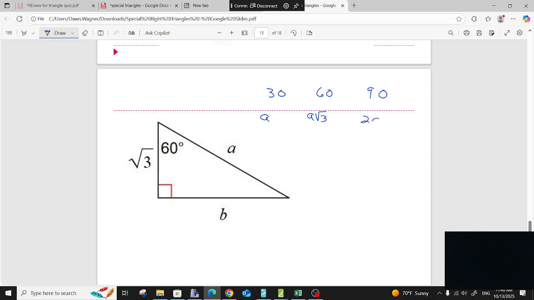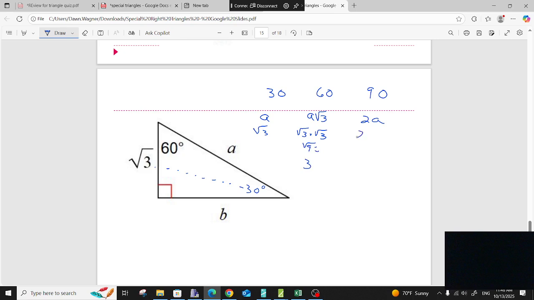And 2A. And across from the 30 now is what? Square root 3. Well, that makes it easy because now I'm just substituting in. I don't have to solve for A because I have A. So what is the square root of 3 times the square root of 3? Square root of 9, which is equal to 3.